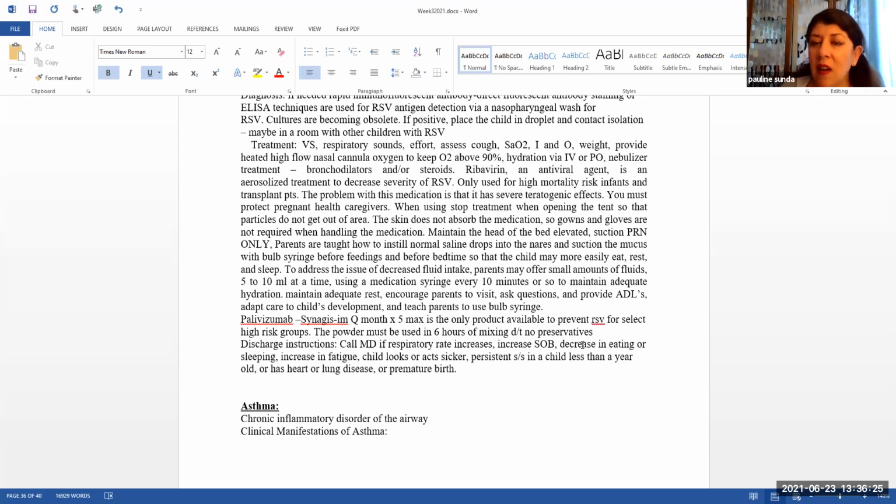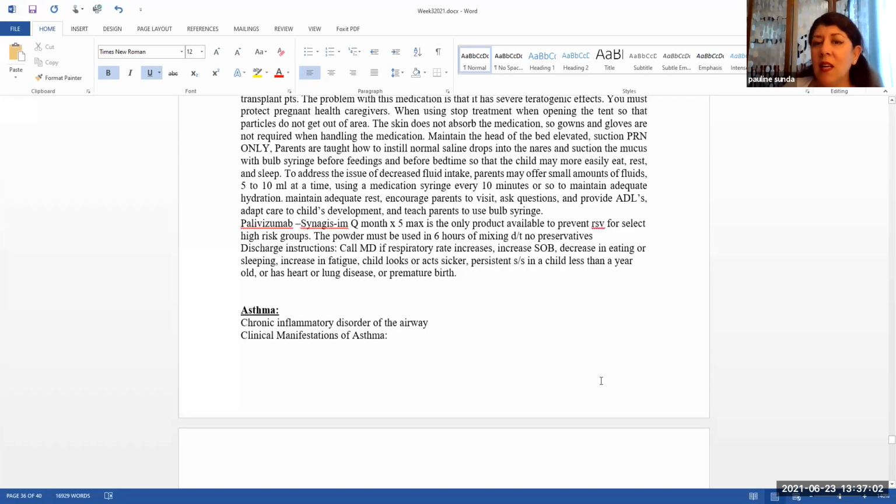Ribavirin, which is an antiviral agent, is an aerosolized treatment to decrease the severity of RSV. This is really only used for high mortality risk infants and transplant patients. The problem with this medication is that it has severe teratogenic effects. You must protect pregnant health care givers. When using, stop the treatment if you're going to be opening up the tent so that the particles don't get out of the area. The skin does not absorb the medication, so gowns and gloves are not required when handling the medication. You do want to maintain the head of the bed elevated, suction as needed only.